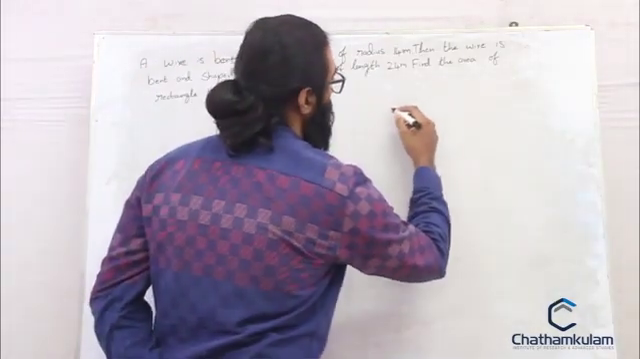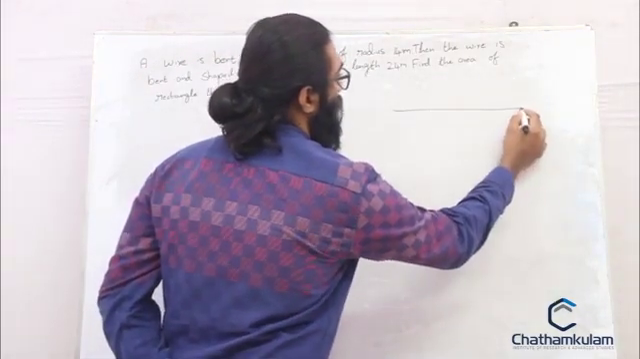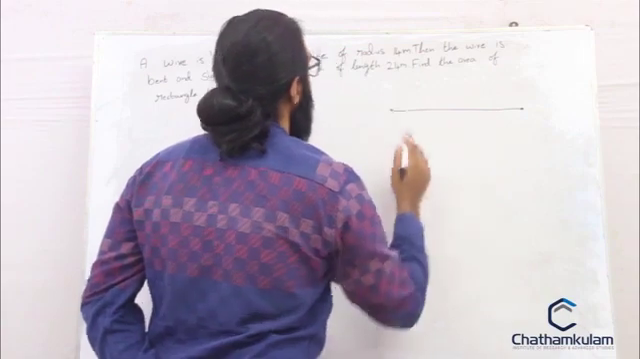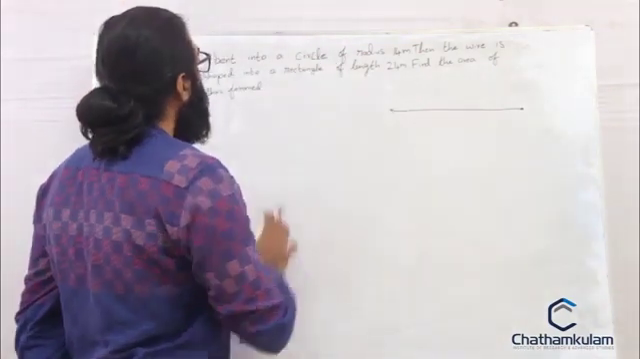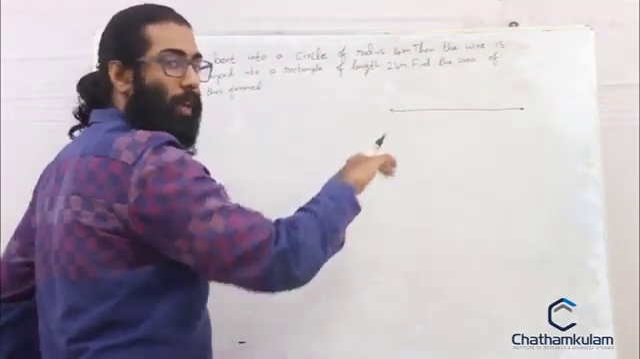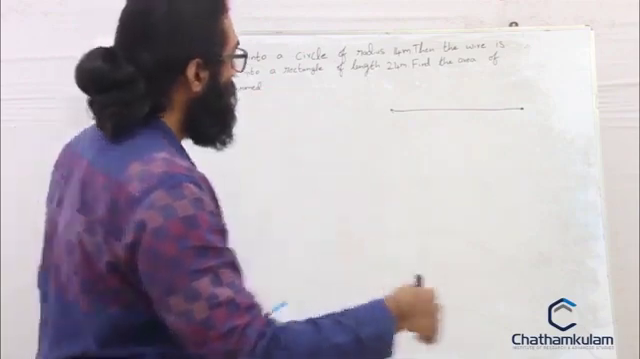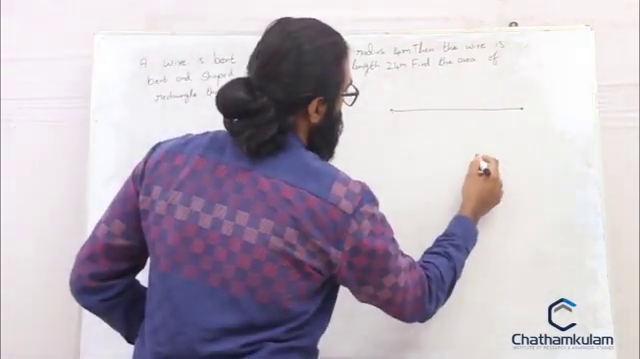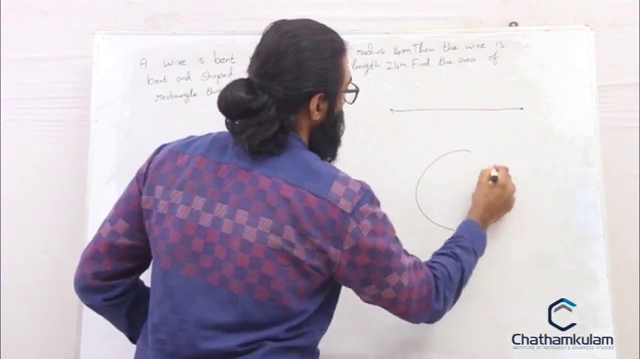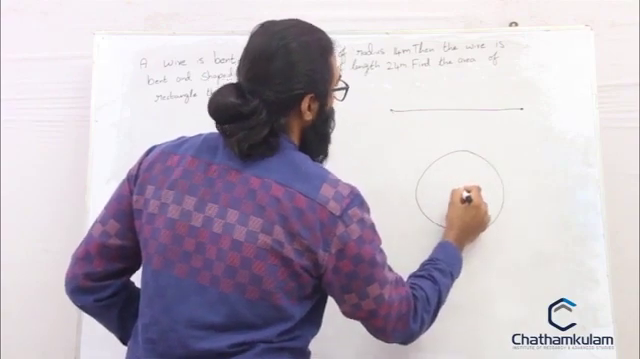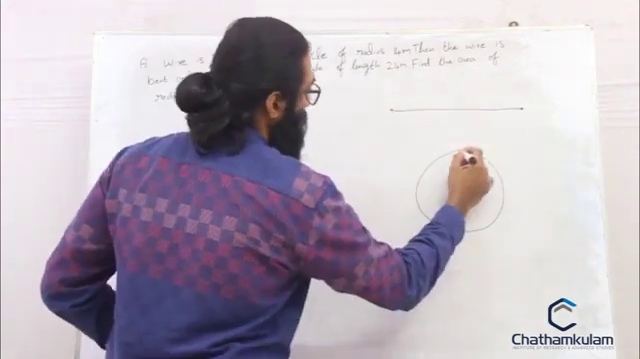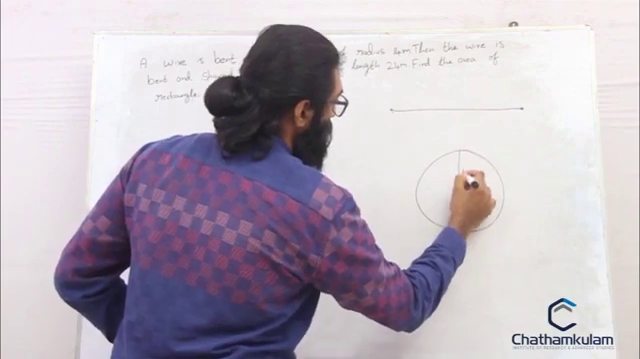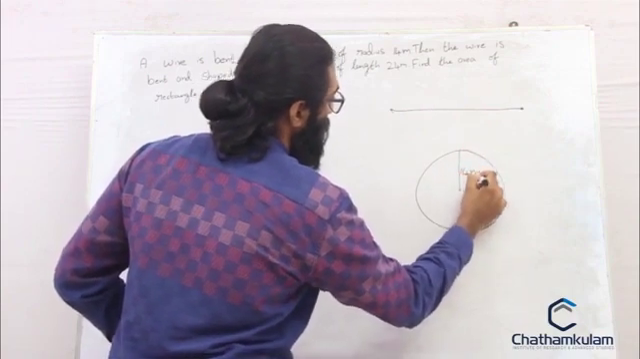First, a wire. Say this is a wire. This wire is bent into a circle. So this wire is bent into a circle of radius 14 meter, right? This is 14 meter.